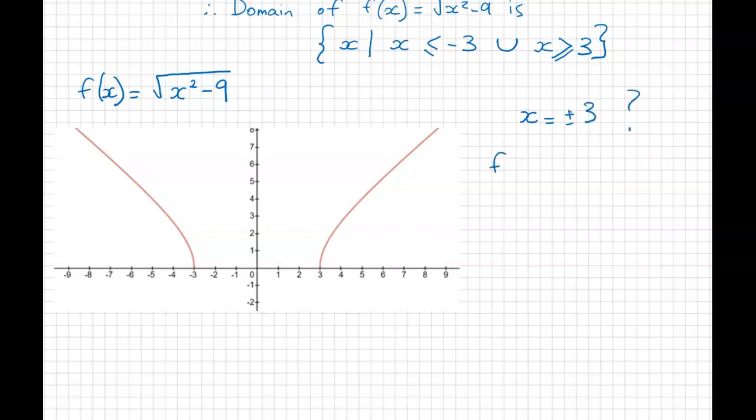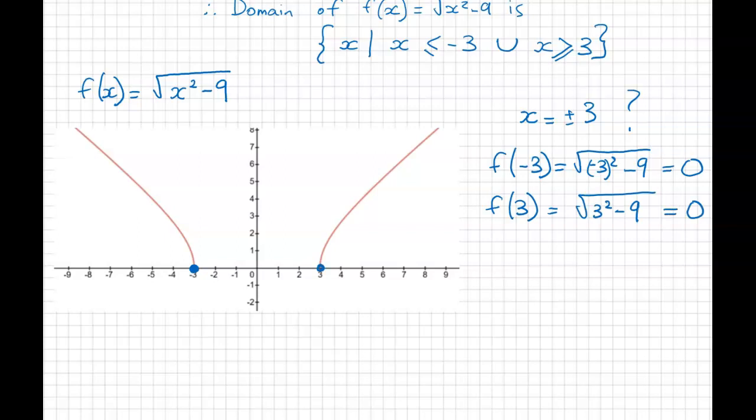Now what happens when x is plus or minus 3? Well, if we substitute it, you notice that we get 0. That means on the graph I'm going to put a closed point there. And the same for when x is 3. Again, we get 0, noticing that I'm putting another closed point on the graph there. So, what is the range? If we have a close look, we notice that y, in this case, is greater than or equal to 0. And this concludes this question.